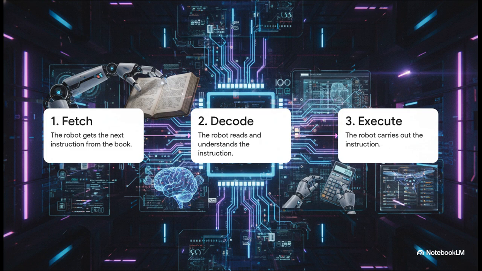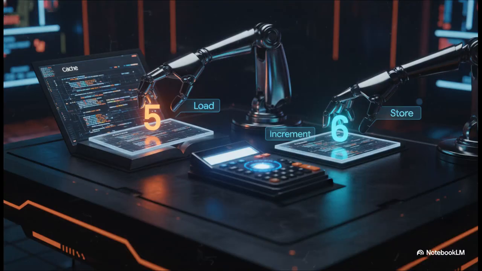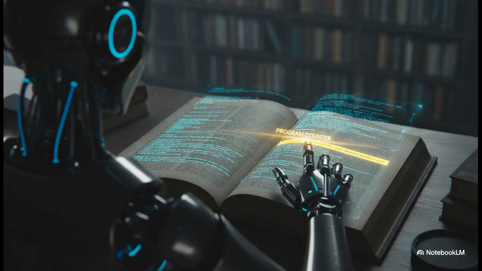Over and over again. Let's walk through a quick example. The robot is told to load a number from the book onto its scratch paper. Got it? The very next instruction is to increment. So it takes that number, puts it in the calculator, and just adds 1. Simple. Finally, it's told to store that new result right back into the book. Sequential, precise, and unbelievably powerful. But wait, how does the robot know which instruction to grab next? Well, it uses a special tool called the program counter. You can think of it like a bookmark that automatically moves to the next line in the book, guiding the robot through the program, one tiny step at a time.